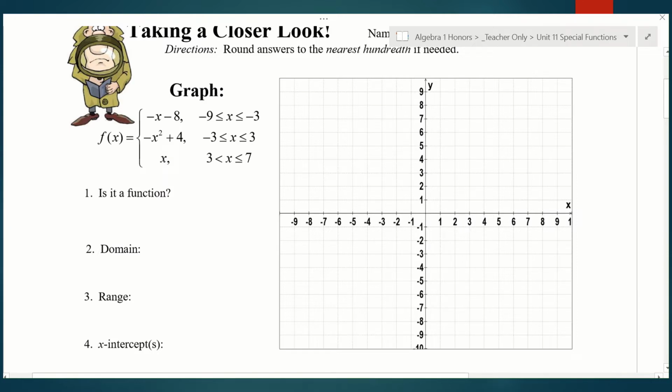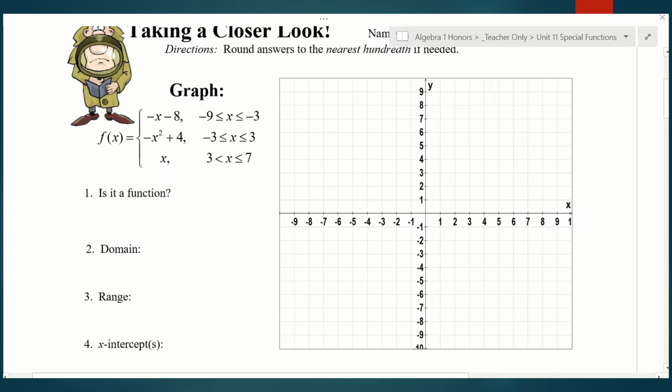So what this example is showing us is that part of this piecewise function is a line. That's negative x minus 8. That's a linear function. The second part is a quadratic or a parabola, negative x squared plus 4. And then the last piece is another line. Okay, so this piecewise function is made up of a line, a parabola, and another line. So our job is to graph each of those pieces, each of those functions, over the interval that's given.